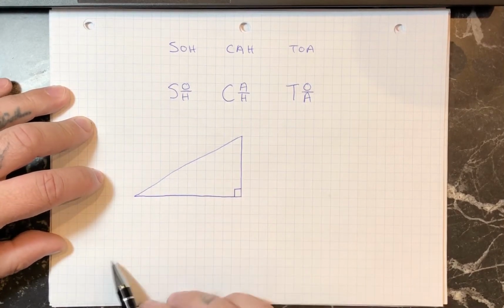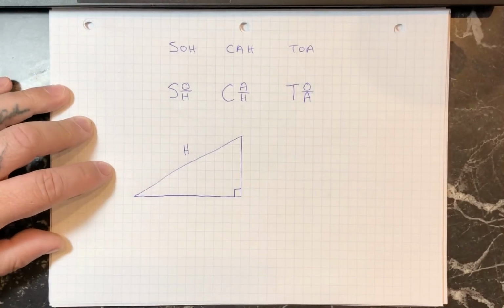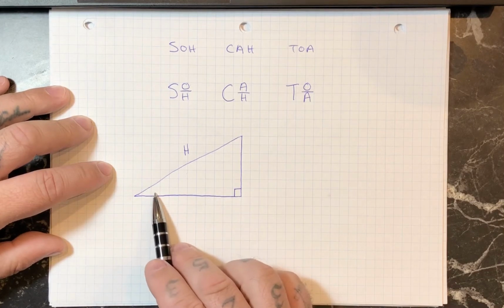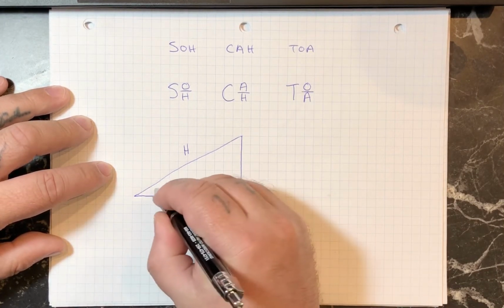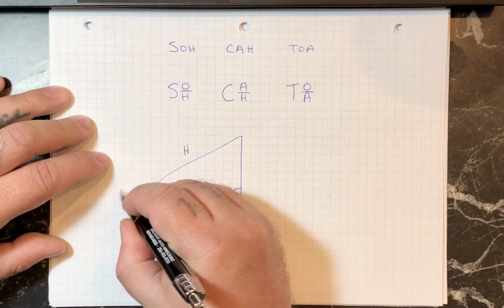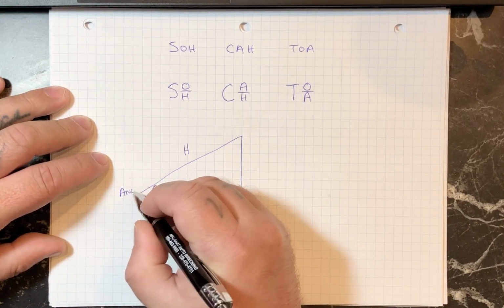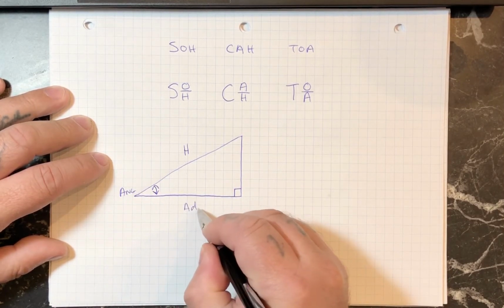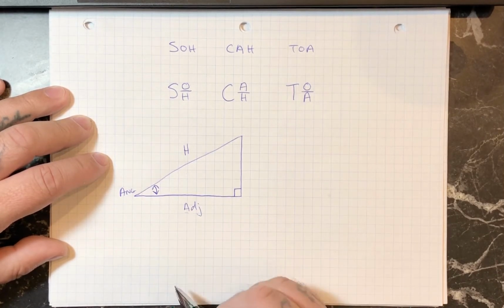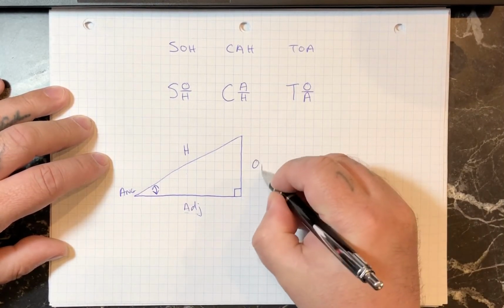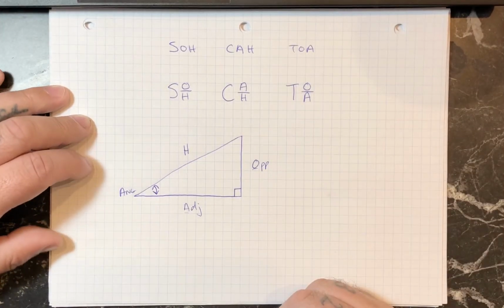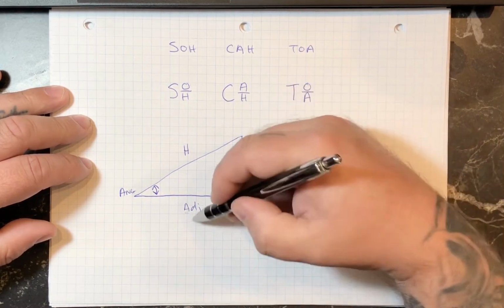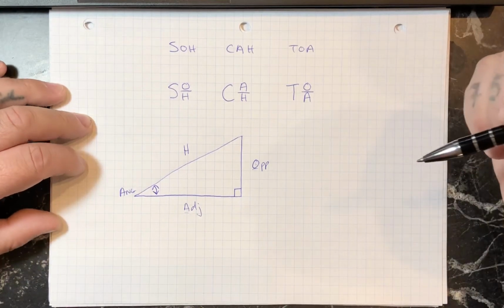So the longest side on the triangle is always going to be the hypotenuse. It's always H. And then depending on which angle you're dealing with, we're either going to be using this angle or this angle. So if I'm using this angle here, then this here is adjacent to that angle, right? So that's going to be the A. And then this is opposite of the angle, so the O, right? Now if I used this angle here, then this becomes adjacent to the angle, and this is opposite of the angle. Hopefully that makes sense.